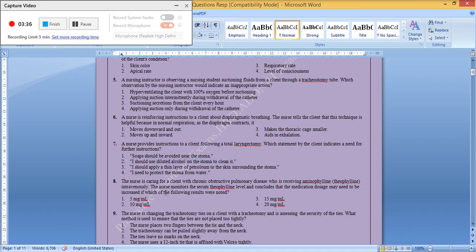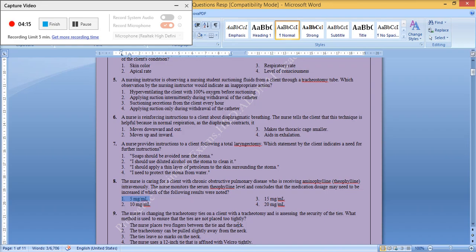The nurse is caring for a client with chronic obstructive pulmonary disease who is receiving aminophylline intravenously. The nurse monitors the serum theophylline level and concludes that the medication dosage may need to be increased if which of the following results were noted? 1. 5 mg per ml, 2. 10 mg per ml, 3. 15 mg per ml, 4. 20 mg per ml. The correct answer is 1. 5 mg per ml.